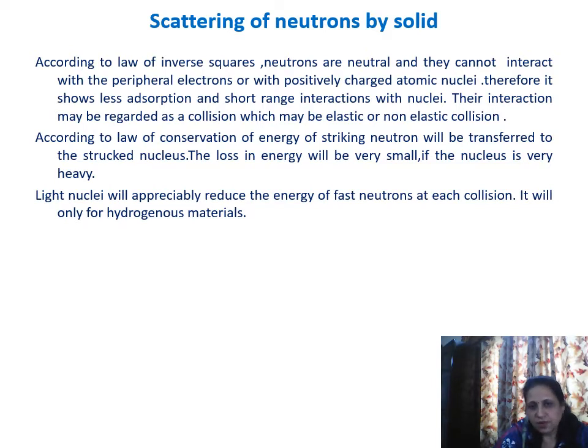Their interaction may be regarded as a collision, which may be elastic or inelastic. According to the law of conservation of energy, energy of the striking neutron will be transferred to the struck nucleus. The loss of energy will be very small if the nucleus is very heavy. Light nuclei will appreciably reduce the energy of fast neutrons at each collision. It will apply only for heterogeneous materials.